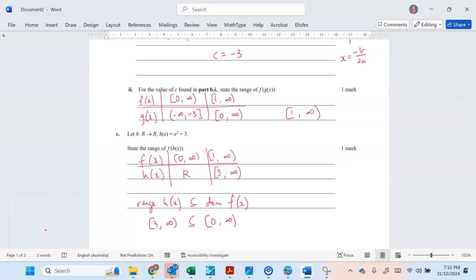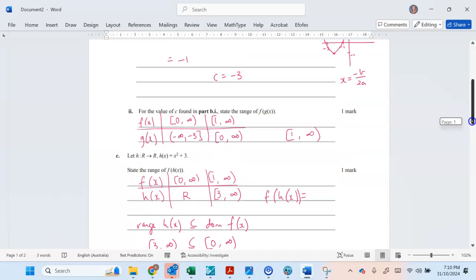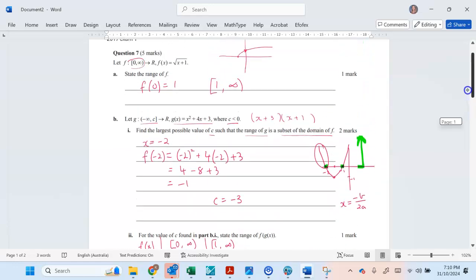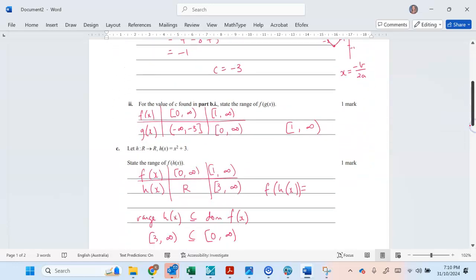Okay, so let's just do the composite function. That just means we're substituting h of x into f of x. Scroll up to get f of x, the square root of x plus 1. So it's going to be the square root of x squared plus 3 plus 1, which gives me the square root of x squared plus 4.